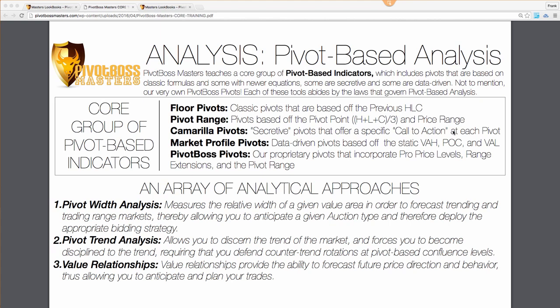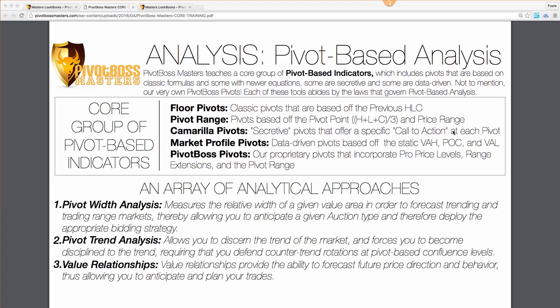An array of analytical approaches. Now, this is always huge, and many of you have heard me use that phrase before, because there's so many different ways to use these tools. And they're very simple ways as well, very visual ways. Pivot width analysis, pivot trend analysis, and value relationships.